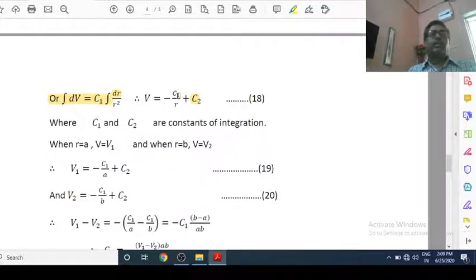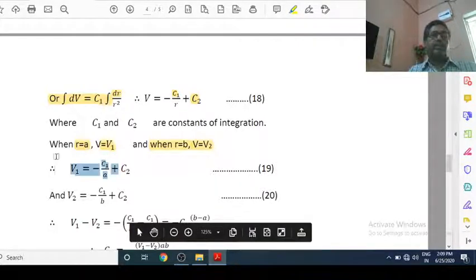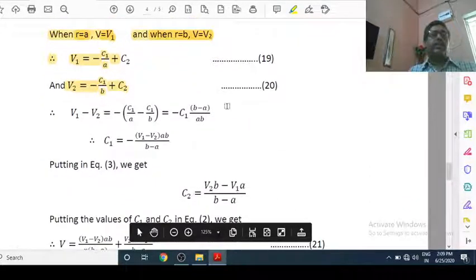Now our target is to get the values of C1 and C2. So the inner sphere has radius A, r is equal to A, and at that place the potential is V1. The outer sphere has radius B, where the potential is V2. So we take V is equal to V1 when r is equal to A, and V2 when r is equal to B. And now we take the difference. V1 minus V2 is equal to this one. So C1 is equal to this.